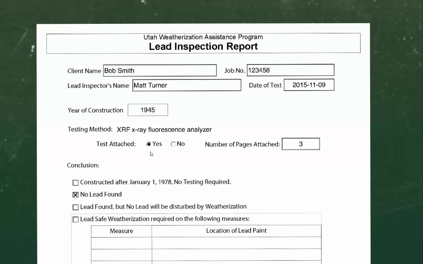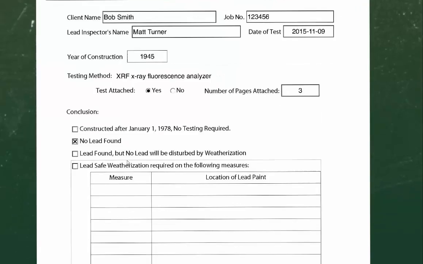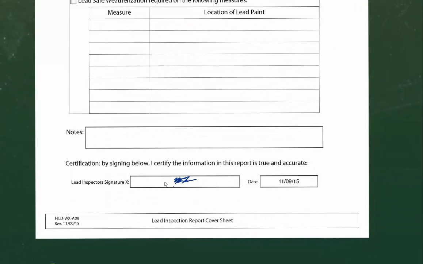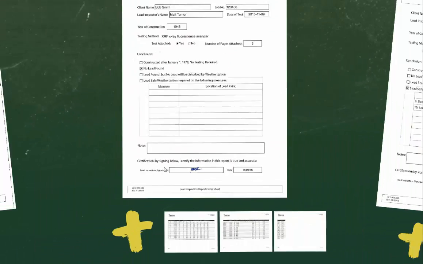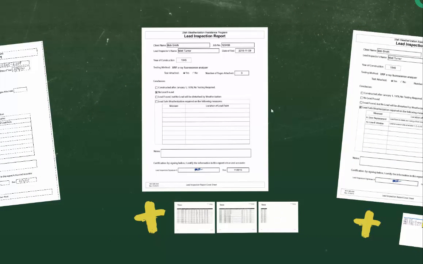Here, the home obviously was built before 1978. There should be an attachment for either one of these options. You should be including that summary report from your XRF, and you need to indicate how many pages would be attached to include that report. Again, any notes, if you have them, sign at the bottom, and then make sure you include those attachments. So in this case, there's 3 pages that consist of that summary report, and you put all those into the client file, and that's it.